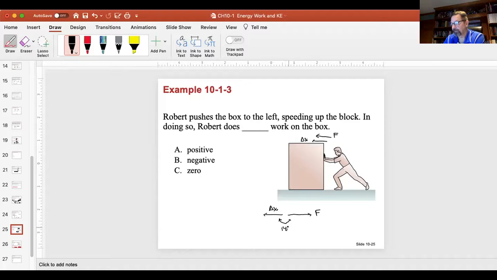This is an example of negative work right here. If the displacement is that way and you're slowing it down by putting a force in the other direction, why? Because the cosine of 180 degrees is -1. So in our definition of work, force times the displacement times the cosine of the angle, if the force and the displacement are 180 degrees apart, you're taking work out of the system. You're slowing it down. And there's the mathematical justification for it right there.